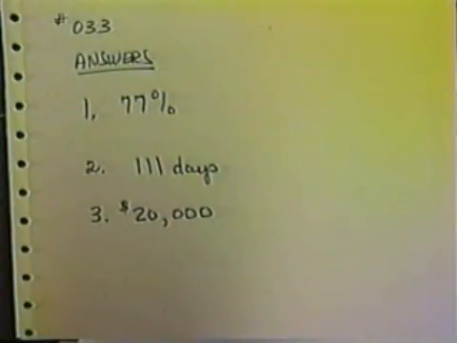The answers to these problems: the first one is 77%. The second one is 111 days. And the third one is $20,000.